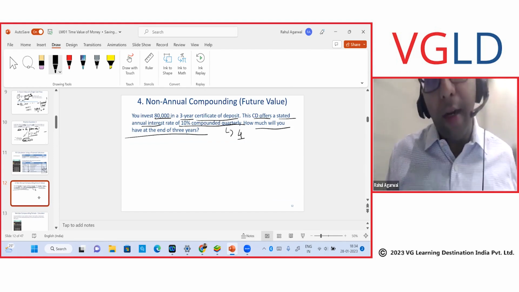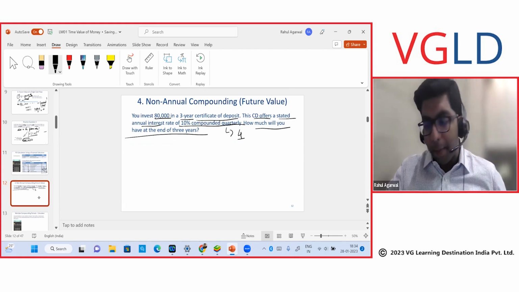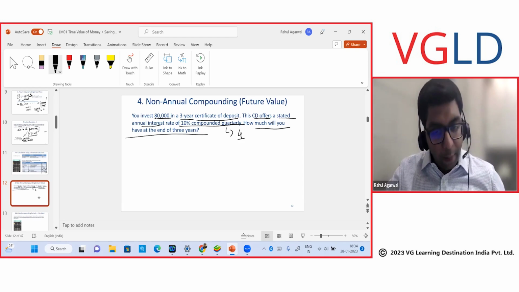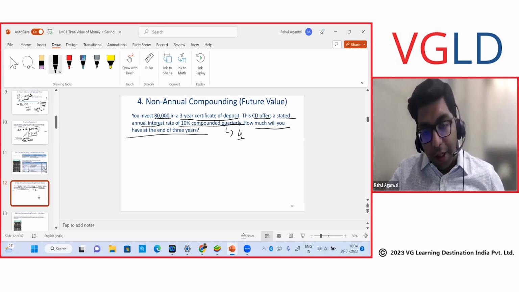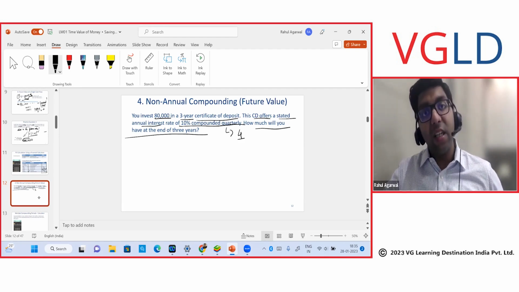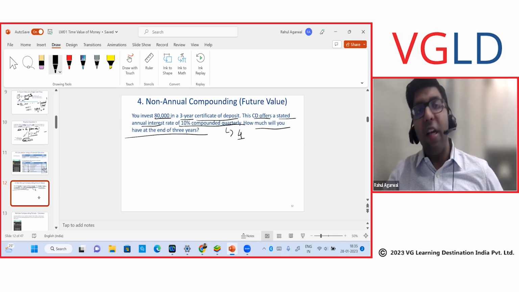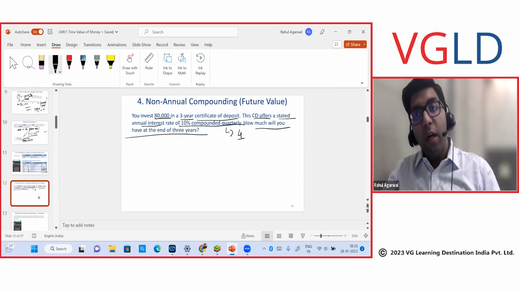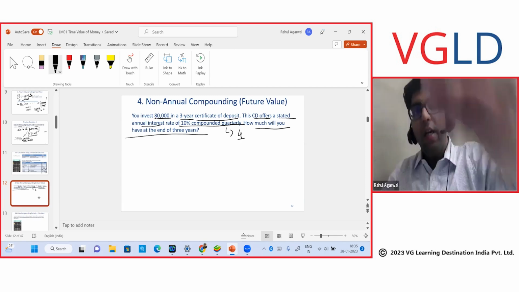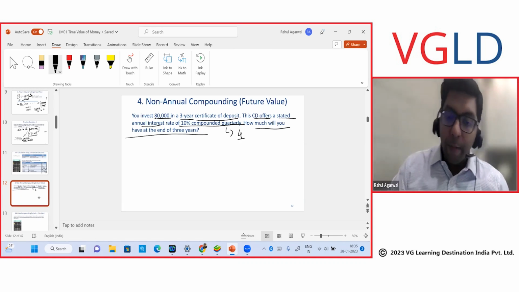So see, try to understand. Earlier, we took the most simple example. You are investing money for 3 years. You are getting paid at the end of each year, or you are earning interest on an annual basis. Now I'm saying that you are earning interest quarterly. That is, every 3 months, you get the interest which gets invested back into your portfolio or pool.